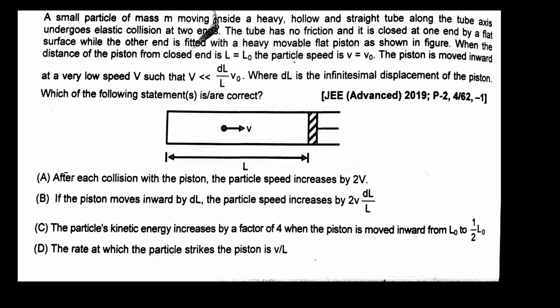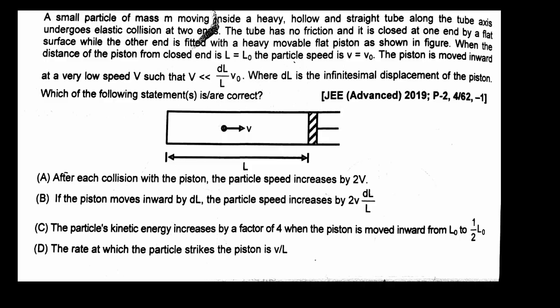Now you can see there is a problem which was asked in JEE Advanced 2019. So probably some of you would have tried this problem. We have a small particle, mass m, moving inside a heavy hollow straight tube along the tube axis, and it undergoes an elastic collision at two ends. The tube has no friction and it is closed at one end by a flat surface while the other end is fitted with a heavy movable flat piston as shown in the figure.